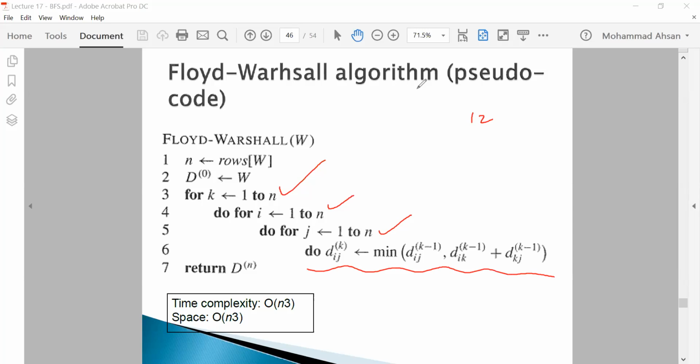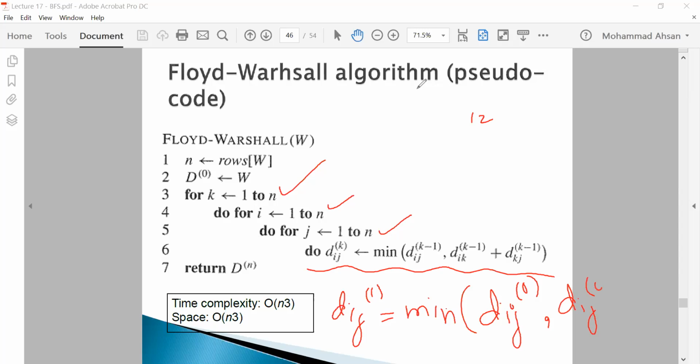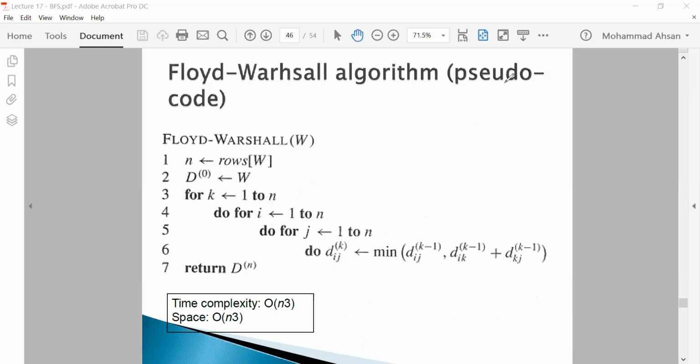For the first iteration, dij with 0 is already initialized, so dij with one intermediate vertex will be the minimum of dij of 0, whatever initial weight was there, and dik plus dkj of 0. So with one intermediate vertex, you check if it was better off with no intermediate vertex, or better off using k as an intermediate vertex. For all the pairs, when k is 1, it will check this for all the pairs. When k is 2, it will check this for all the pairs. K is 3, and so on. Your matrix will get updated.